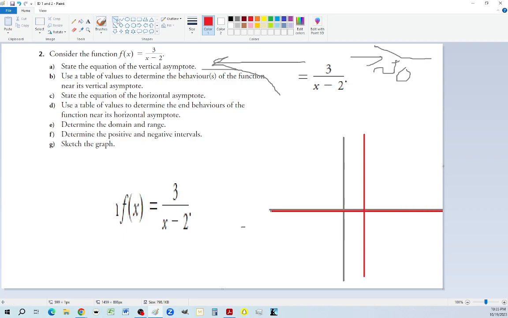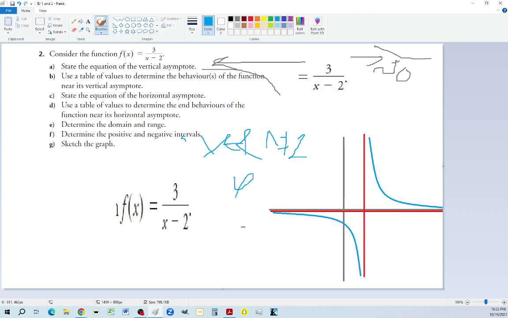Since I know it approaches a really high number here and really close to the asymptote here, it's going to be like that. Something like that. And it's going to be a perfect mirror from this side to the other side, diagonally. Let's see what else. Determine the domain and range, so it's x is an element of the reals, except x cannot be 2 because of the vertical asymptote here, and y is an element of the reals, except y cannot be 0.